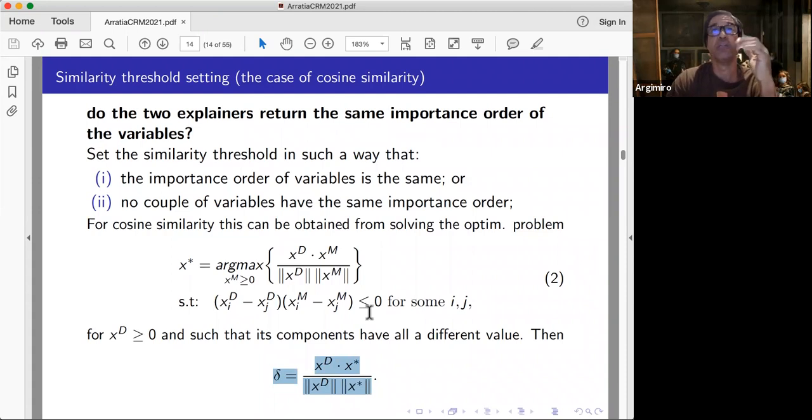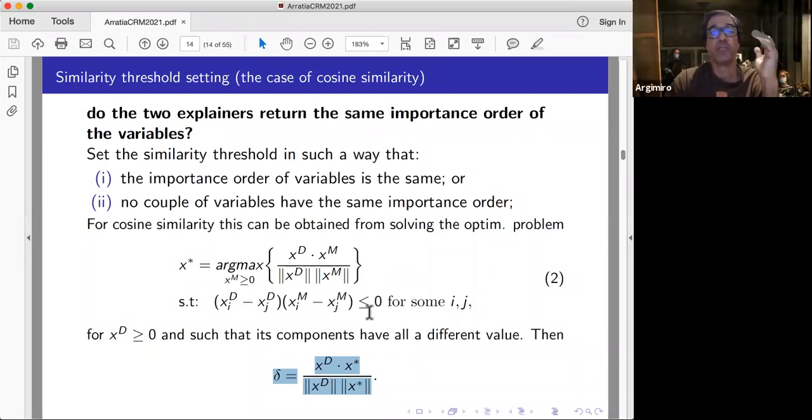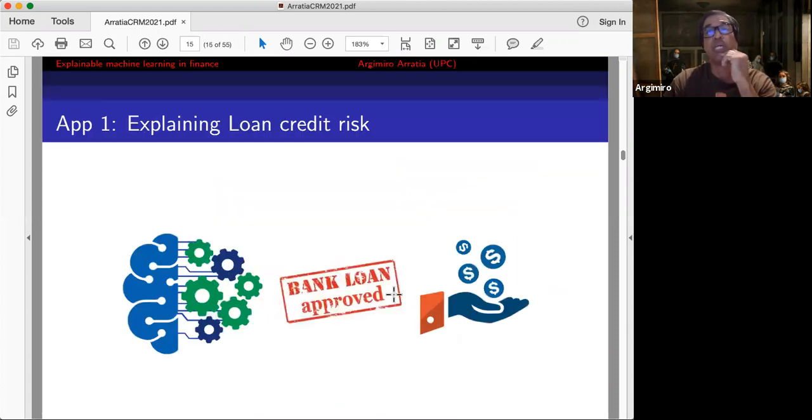So we have at least three criteria, more refined than just taking an arbitrary threshold value. One is based on the curse of dimensionality, and the others are either preserving the importance order of data explainer values and model explainer values, or not preserving this order. Okay, so let's go on with all this set up.